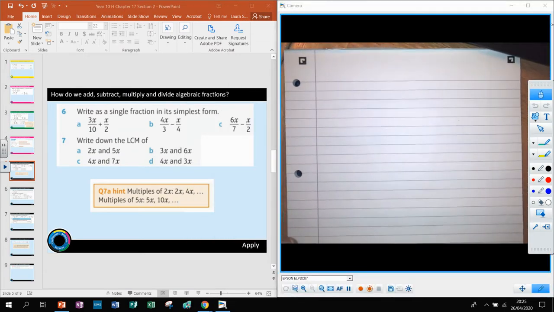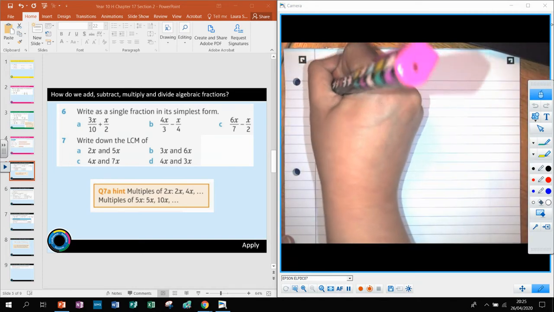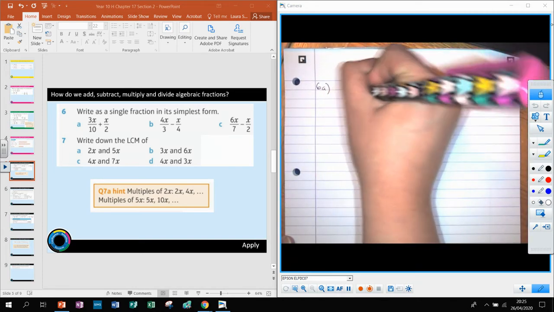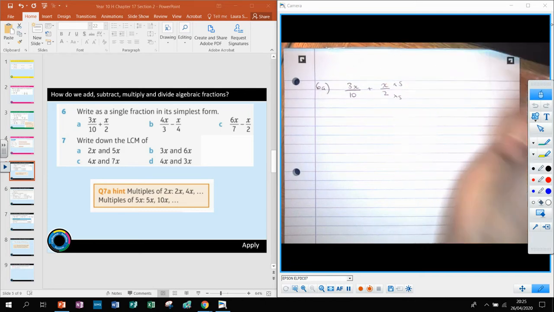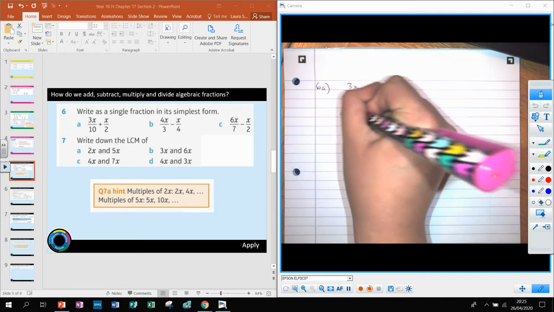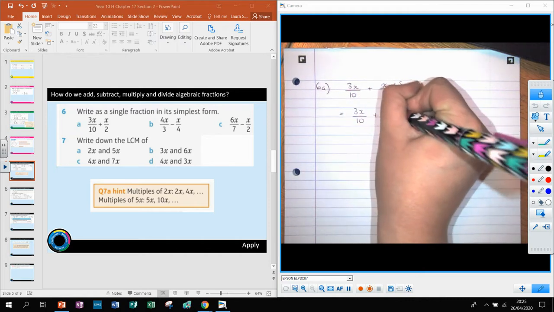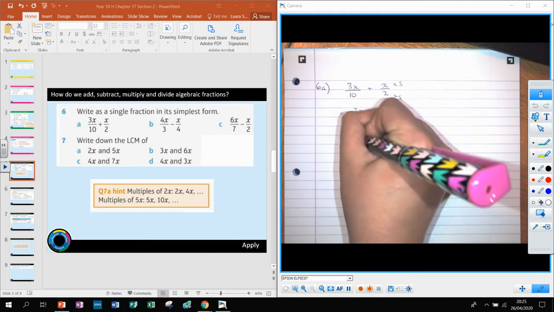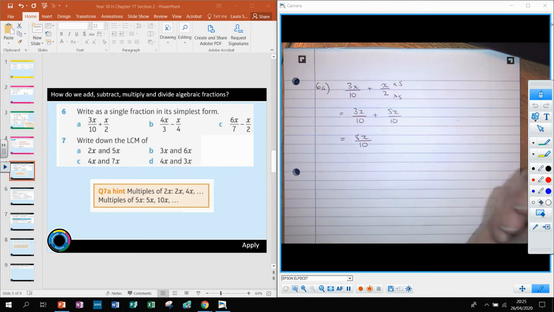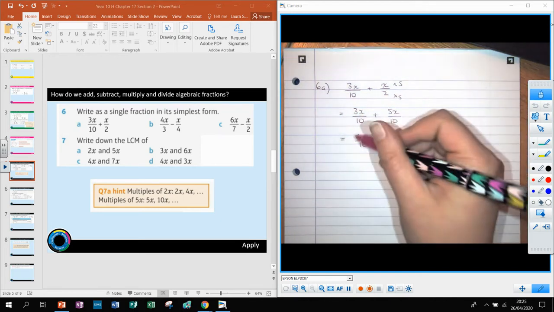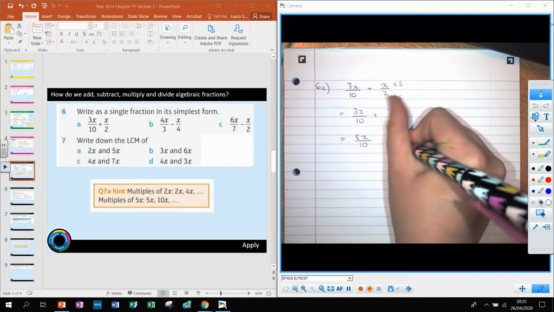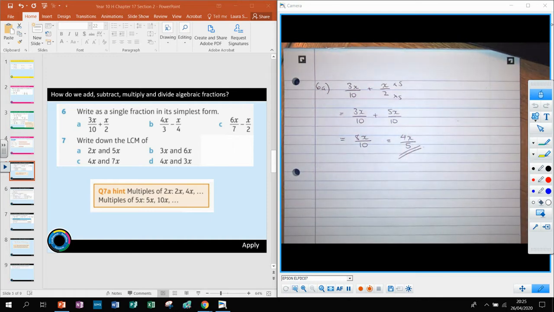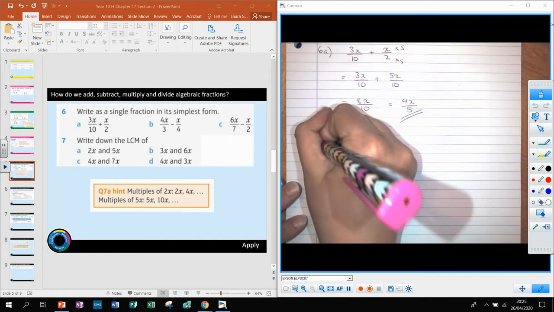Lovely. Right, so when we look at question 6, part A, we had 3x over 10 plus x over 2. My common denominator is going to be 10. So let's just multiply this side by 5, and that is going to give me 3x over 10 plus 5x over 10, which will give me a final answer of 8x over 10. Then I ask, can I simplify that? Absolutely, we can simplify that, divide by 2, and that is going to give me 4x over 5. Final answer. Well done to those of you who got that one.